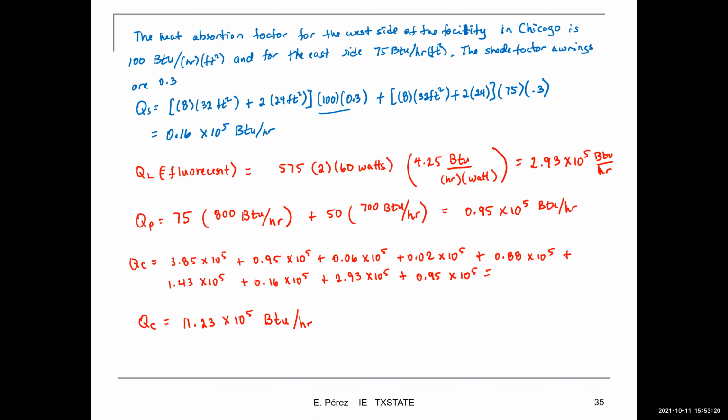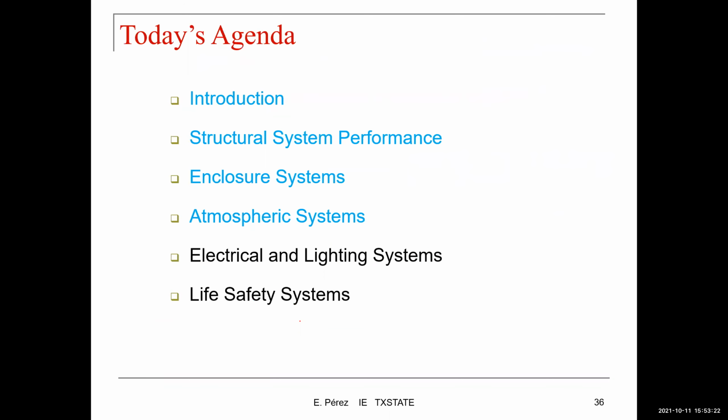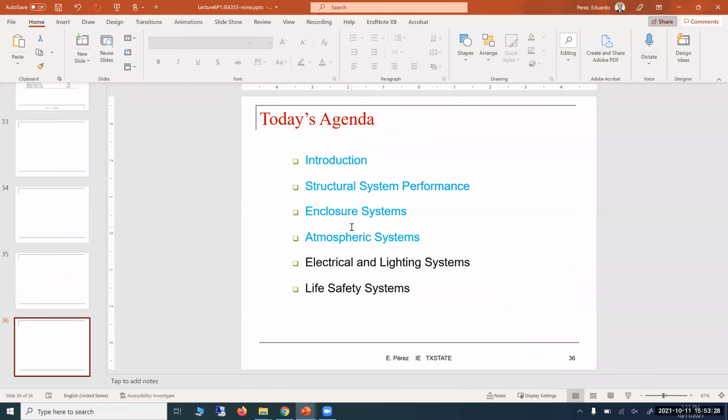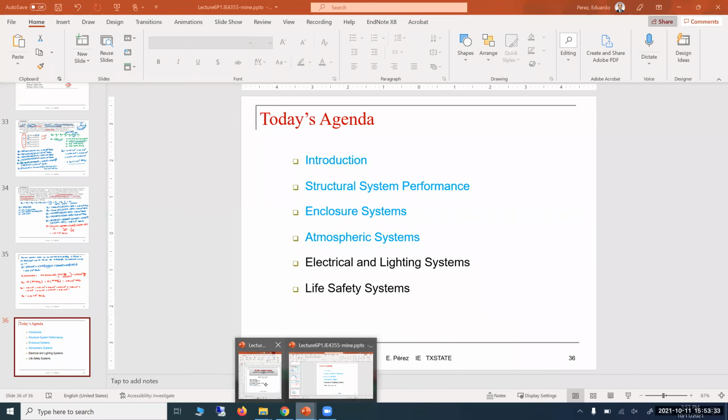Any questions? So that's the last topic for this lecture. Today we're going to continue our discussion on the next set of slides.